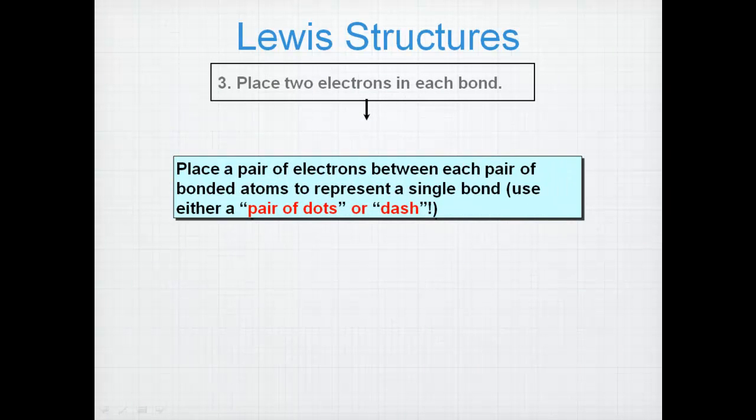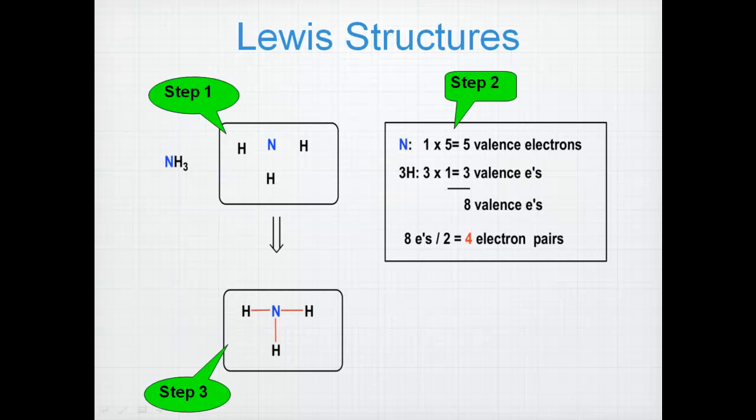Place each electron pair in a bond. Place a pair of electrons between each pair of bonded atoms to represent a single bond. You can either use a pair of dots or a dash. So here, if we're looking to write the Lewis structure for ammonia, the first letter is the central. Place all the other ones around it, step 1.